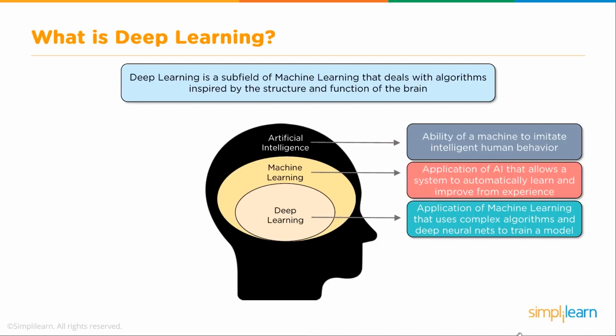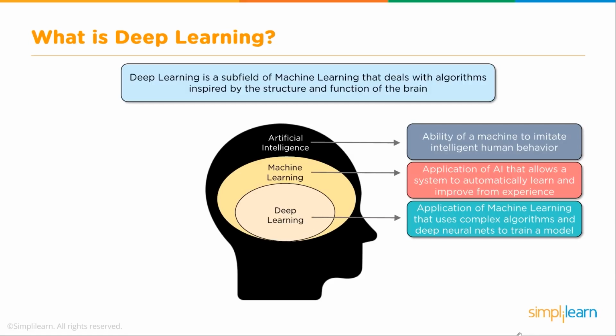What is deep learning? Deep learning is a subfield of machine learning that deals with algorithms inspired by the structure and function of the brain. And you can see we have a nice picture here. We have artificial intelligence, which is kind of the big bubble that encompasses all these different things we're talking about. This is the ability of a machine to imitate intelligent human behavior.